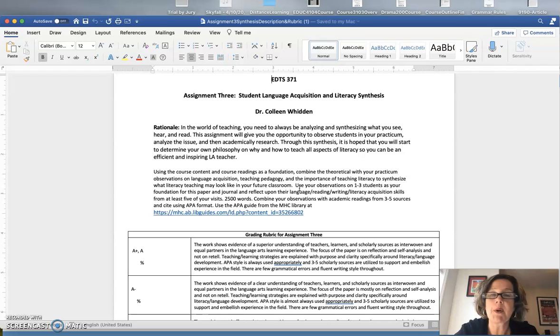So you are smart people. As a teacher, you will take these skills, these research skills, these analytical, these critical skills, and take them into your field as a teacher. This assignment will give you the opportunity to observe students in your practicum, analyze the issue, and then academically research. This is what you will do as a teacher.